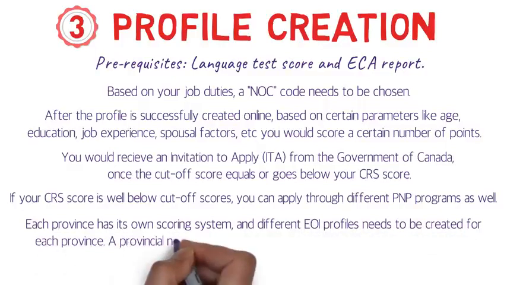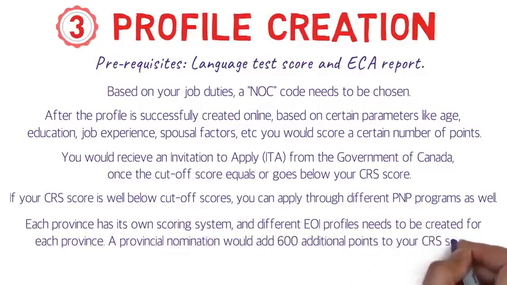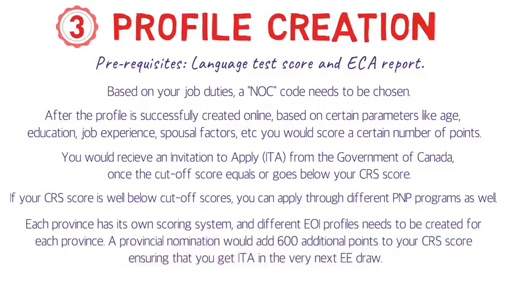Now, what is an EOI profile? You need to actually express your interest in different provinces. You need to create your own profile in their own websites. So EOI stands for expression of interest. A provincial nomination would add 600 additional points to your CRS score, ensuring that you get the ITA in the very next Express Entry draw.